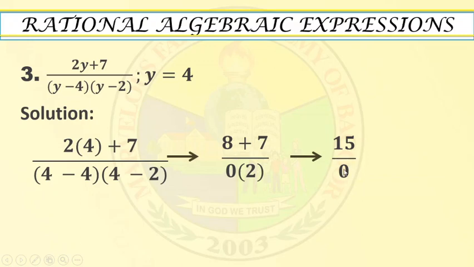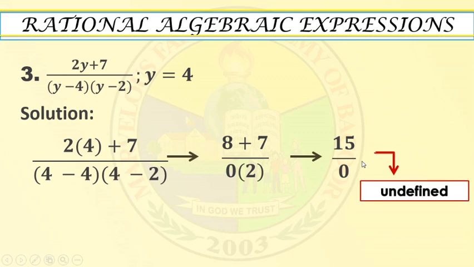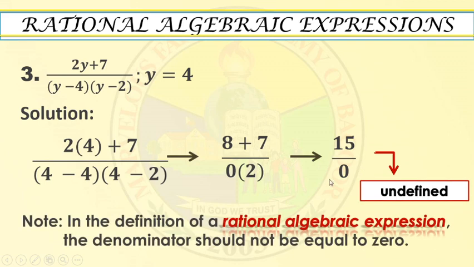Since our denominator is 0, therefore, it becomes undefined. Okay? So, nagiging undefined yung ating example number 3. Bakit? Kasi yung denominator ay 0. Ibig sabihin nun, hindi natin pwedeng i-substitute itong value ng y equals to 4 kasi magbibigay siya sa atin ng 0 na denominator. Okay? So, note, in definition of rational algebraic expression, the denominator should not be equal to 0. Okay? So, dapat ang denominator natin ay hindi mag-equals to 0. Okay?